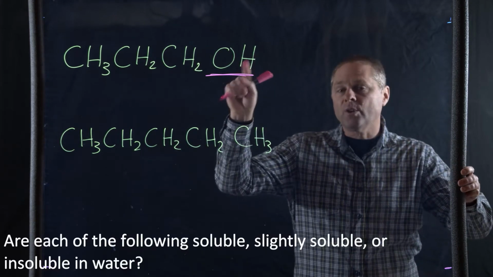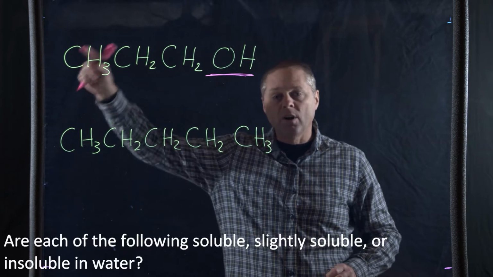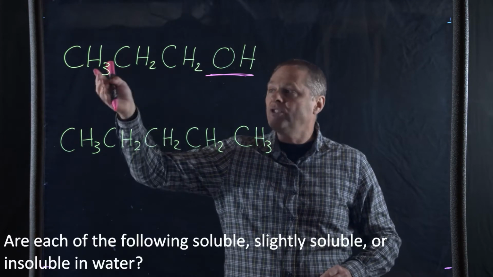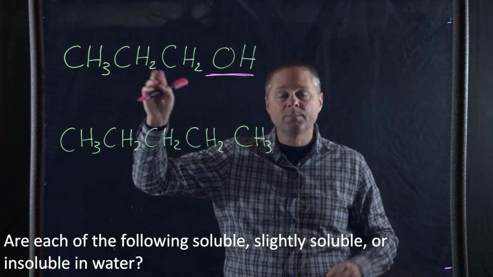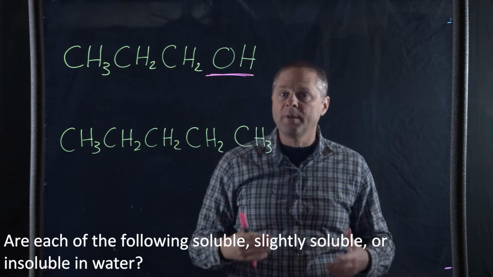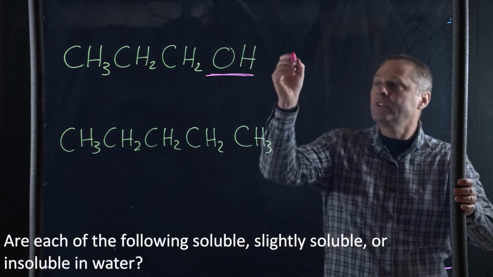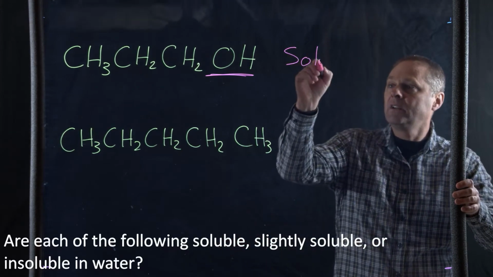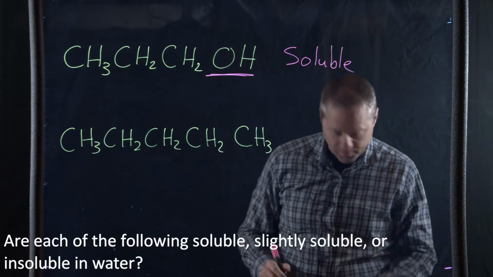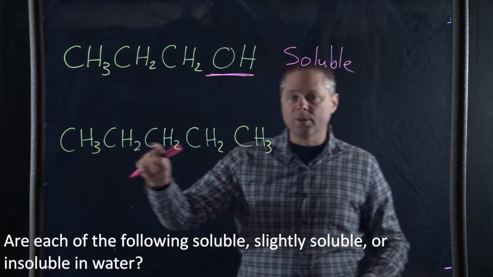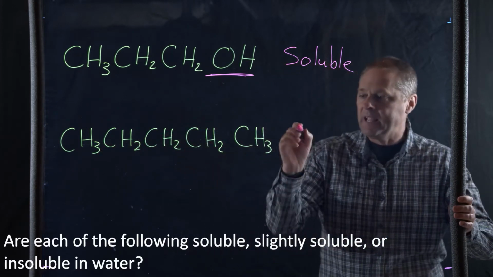Most alcohols are going to be soluble in water so long as this portion of the alcohol is very short. Once you get past 5 or 6 carbons, this starts to increasingly become less and less soluble in water. So this one is going to be soluble in water. All right. Now here what we have is you simply have a hydrocarbon. Anytime you have a hydrocarbon, these are going to be insoluble.